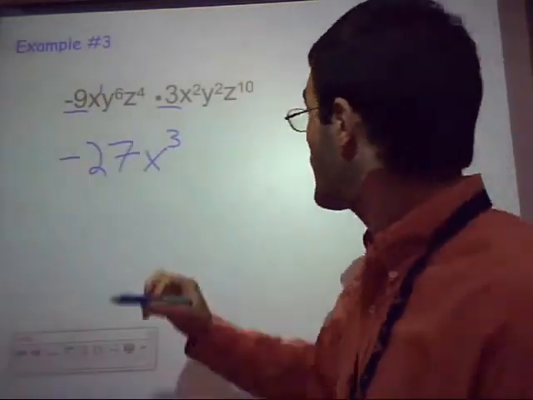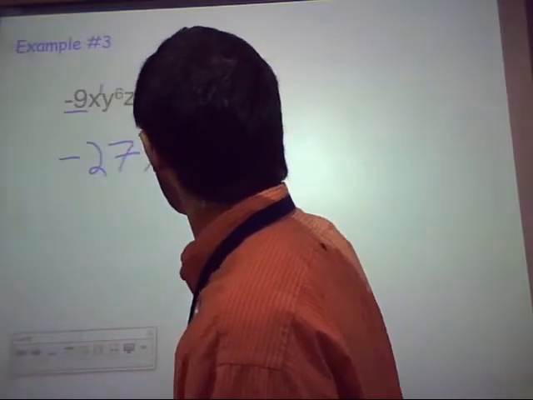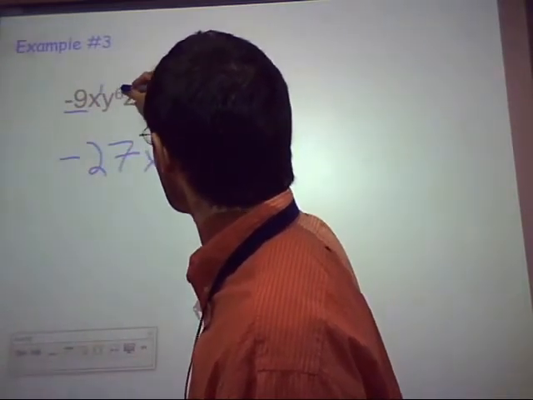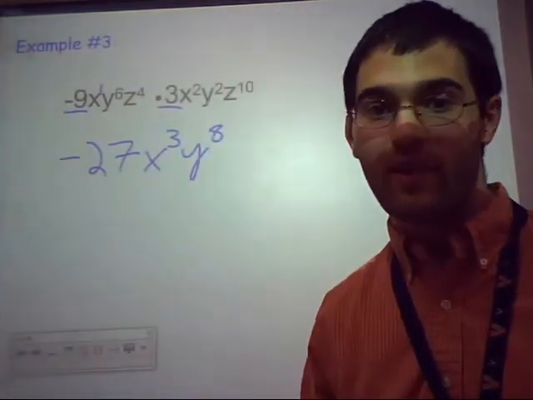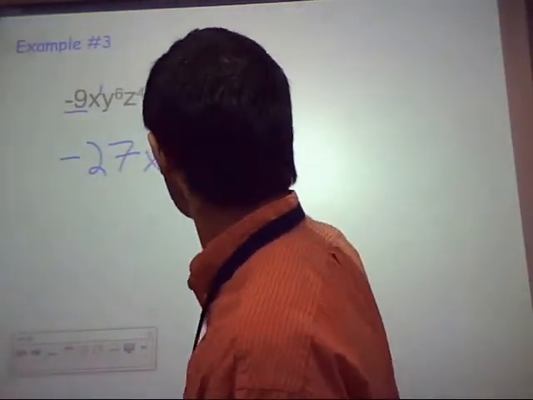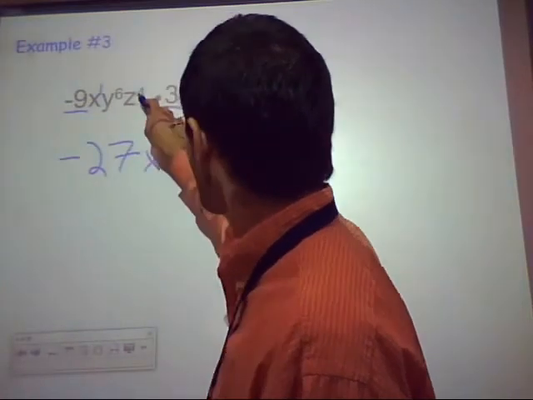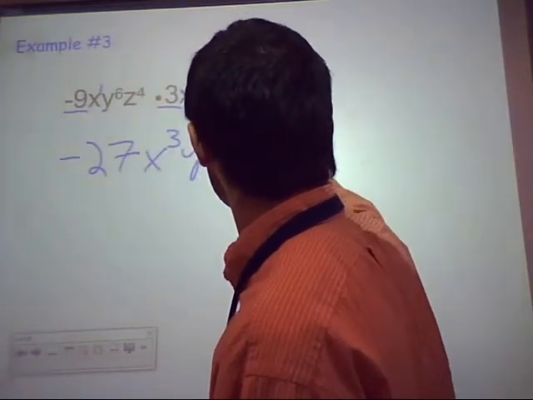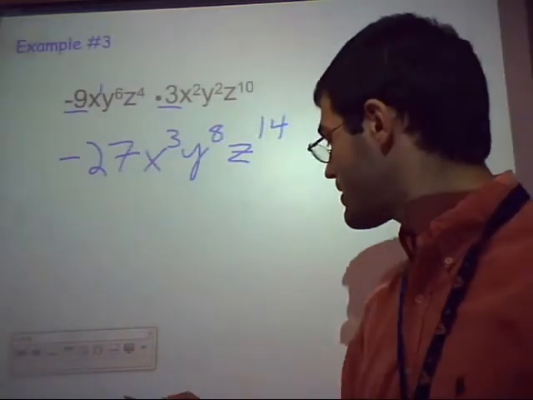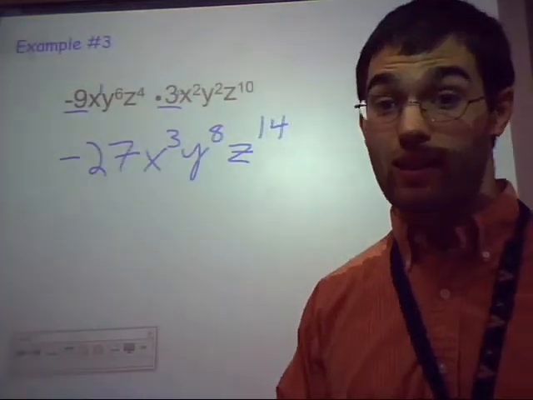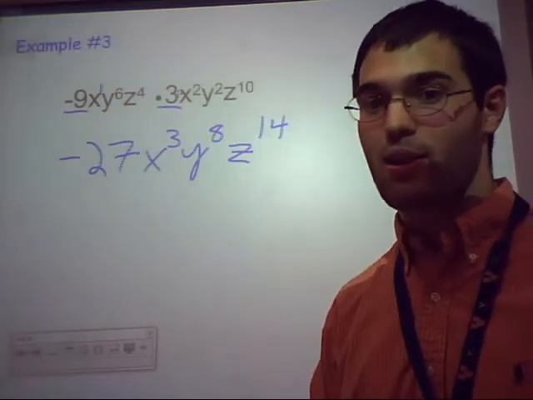The next base is a y, so we write down y. We're multiplying, so you add the exponents. 6 plus 2 equals 8. And then the last base is a z, so we put down the z. Add the exponents. 4 plus 10 equals 14. So you see, it's actually not that difficult to simplify these terms just by following the rule and applying it step by step.